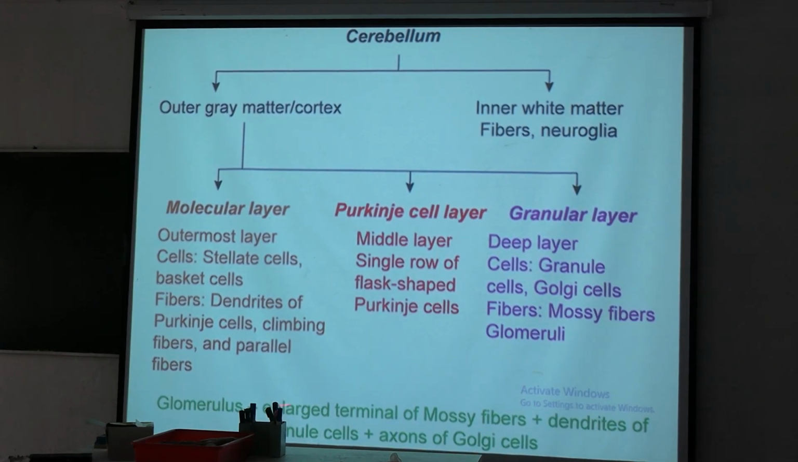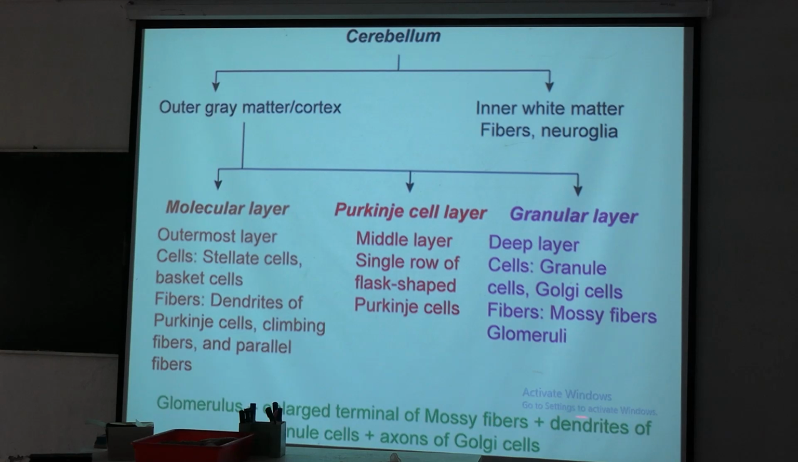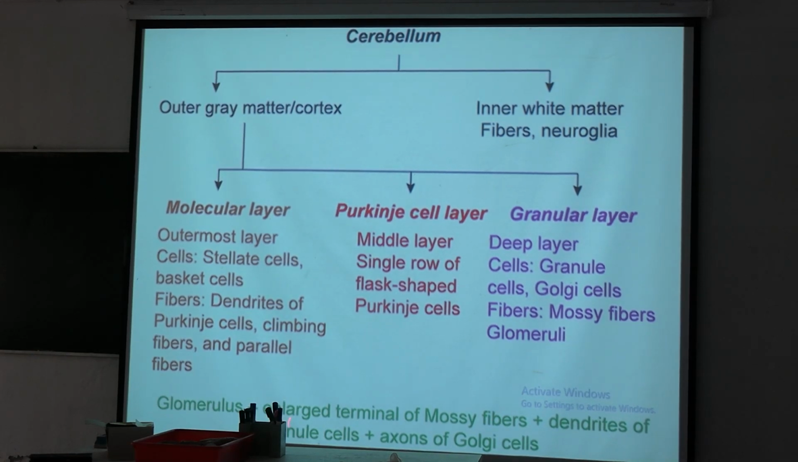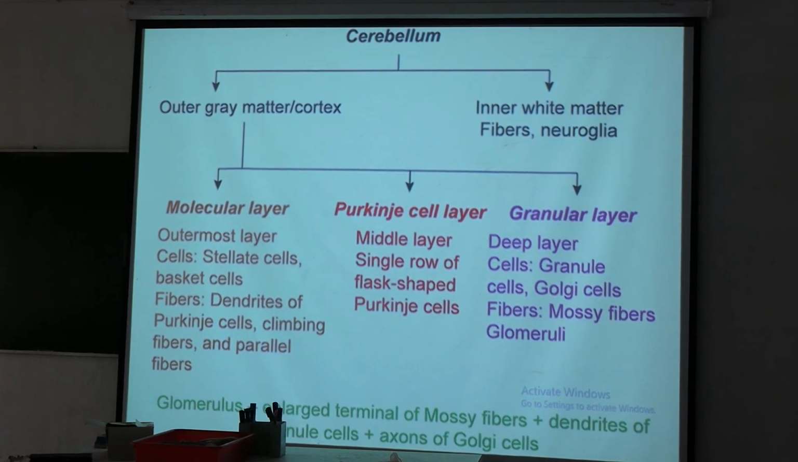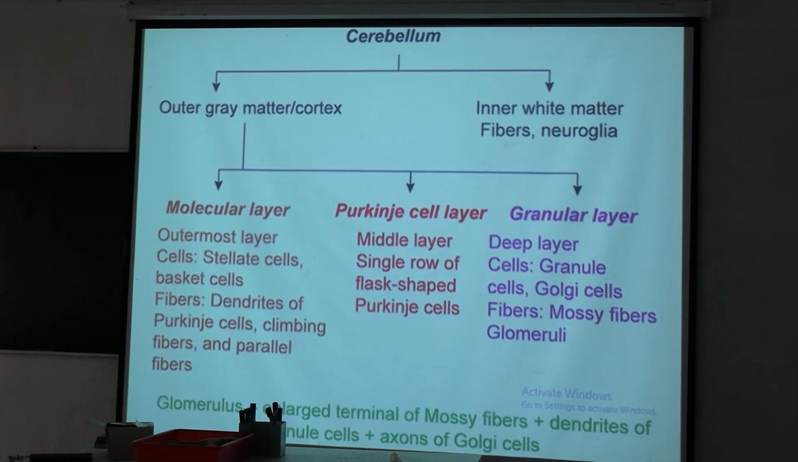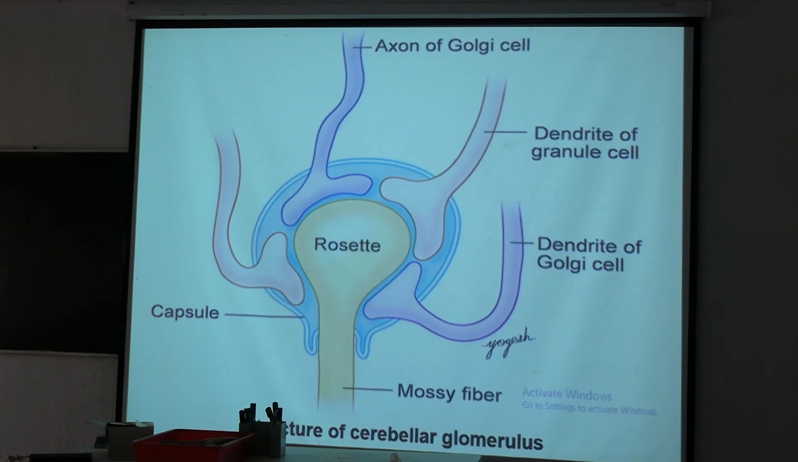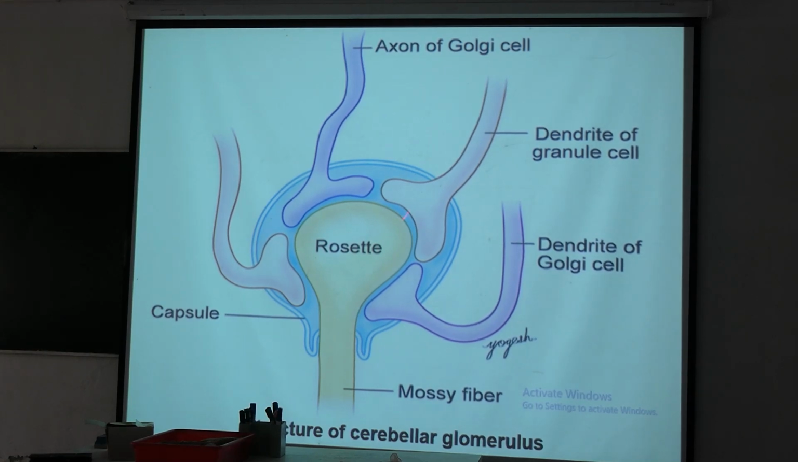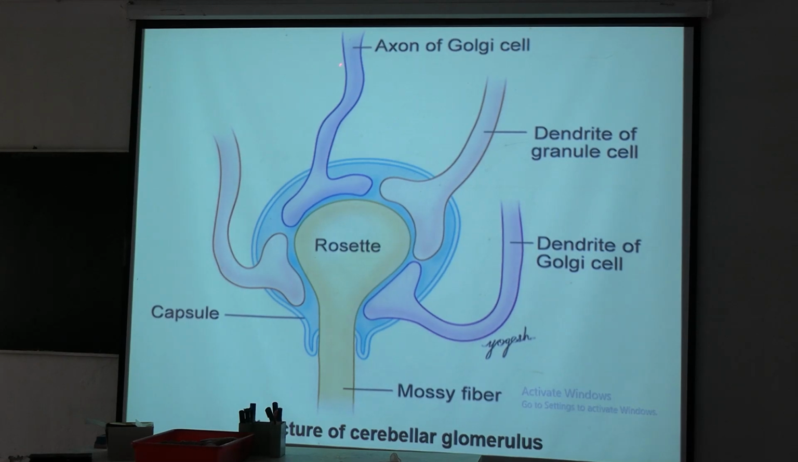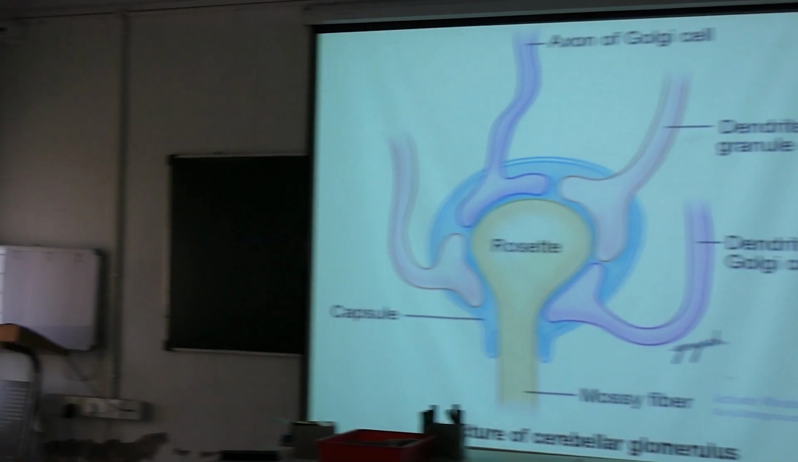there. Glomerulus is enlarged terminals of mossy fibers plus dendrites of granule cells and axons of the Golgi cells. Okay, they are together forming the glomerulus. See this cerebellar glomeruli. Okay, ends of the mossy fiber, these are the dendrites of the granule cell and axon of the Golgi cell. They are together forming the glomeruli.